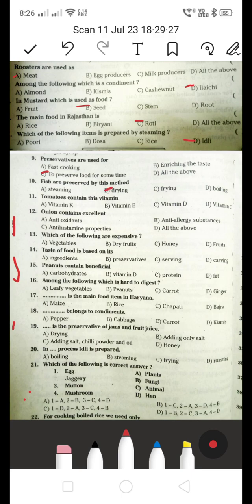Next, tomatoes contain these vitamins. Which vitamin is there in tomatoes? Is it A vitamin K, B vitamin E, C vitamin D, or D vitamin C? Which is the right answer? Its answer is vitamin C. Tomato has vitamin C. D option is the right answer.